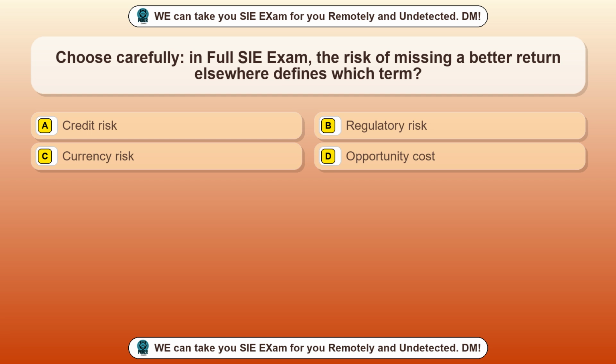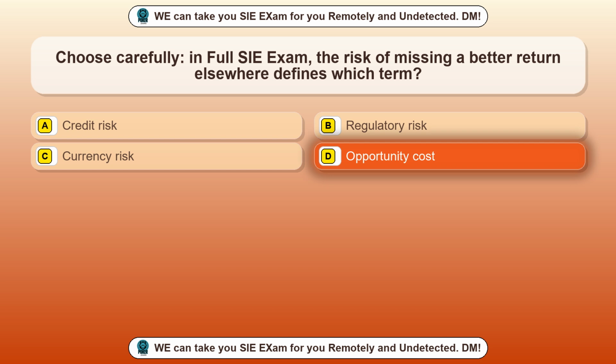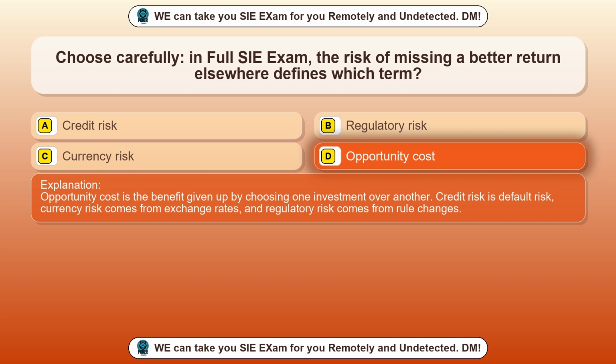The risk of missing a better return elsewhere defines which term. Option A, credit risk. Option B, regulatory risk. Option C, currency risk. Option D, opportunity cost. The correct answer is option D, opportunity cost. Opportunity cost is the benefit given up by choosing one investment over another. Credit risk is default risk, currency risk comes from exchange rates, and regulatory risk comes from rule changes.